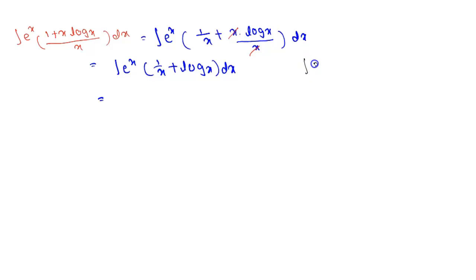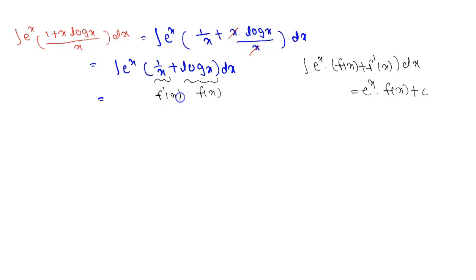So this is equal to, we have the formula, right? The formula is integral e power x into f of x plus f dash of x dx is equal to e power x into f of x plus c. So here if you take this function as f of x, this function goes to f dash of x. Okay, so by this formula we can write e power x into log x, right, plus c. This is the answer for this question. Okay.